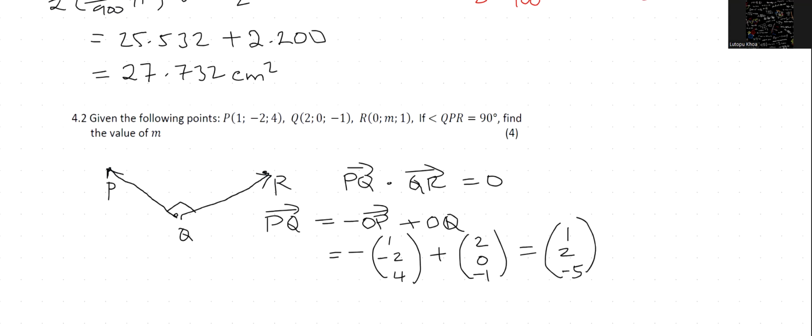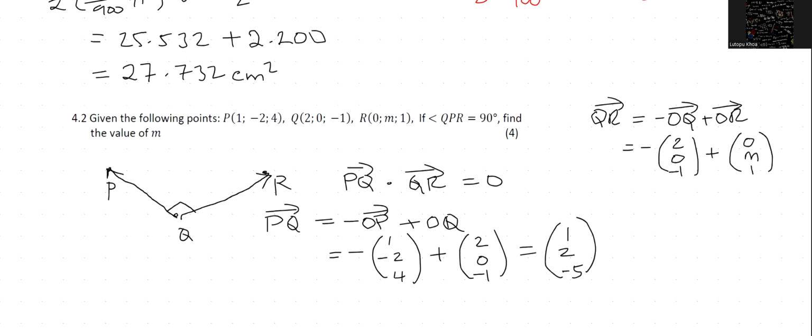And then we have QR. This is minus OQ plus OR. Don't forget the arrows. So this is minus OQ, which is 2, 0, minus 1, plus OR, which is 0, m, 1. This gives us minus 2 plus 0, minus 0 plus m, then 1 plus 1 is 2. Okay, so we have our two vectors PQ and QR.